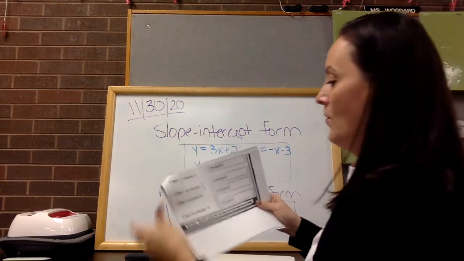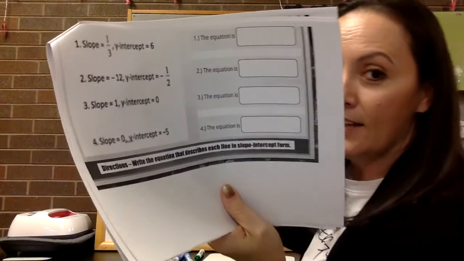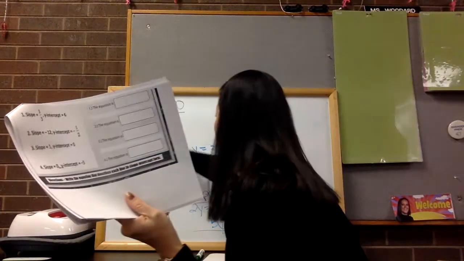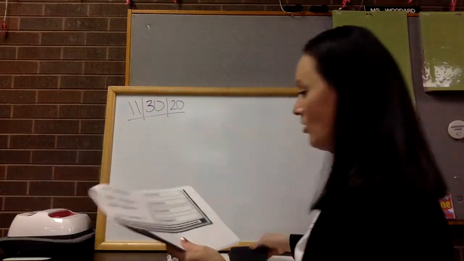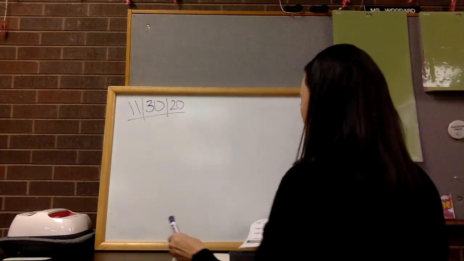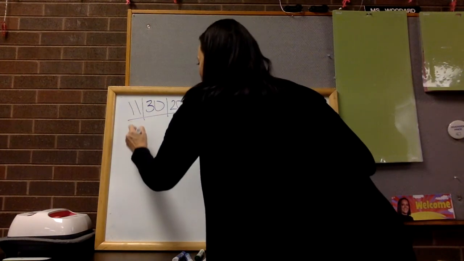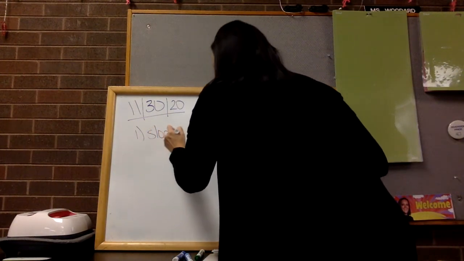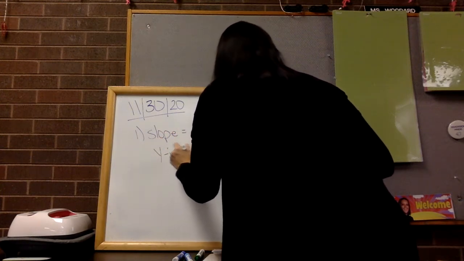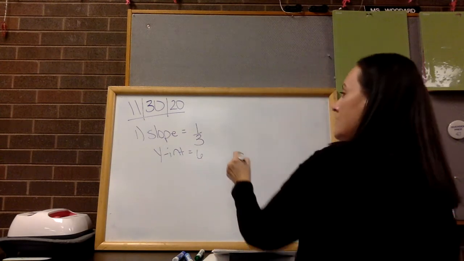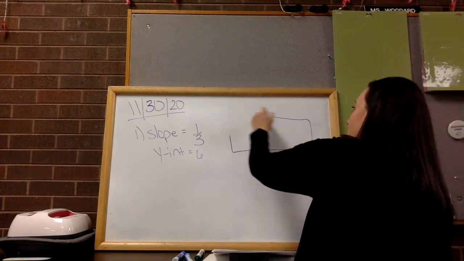Alrighty, guys. So we're going to flip and go to the next slide. On the next slide, you guys are going to be given some slopes. You are going to be given some y-intercepts, and you're going to have to write this in slope-intercept form. So we're going to start off. I'm going to do number 1. Number 1, the slope is 1/3. The y-intercept is 6.